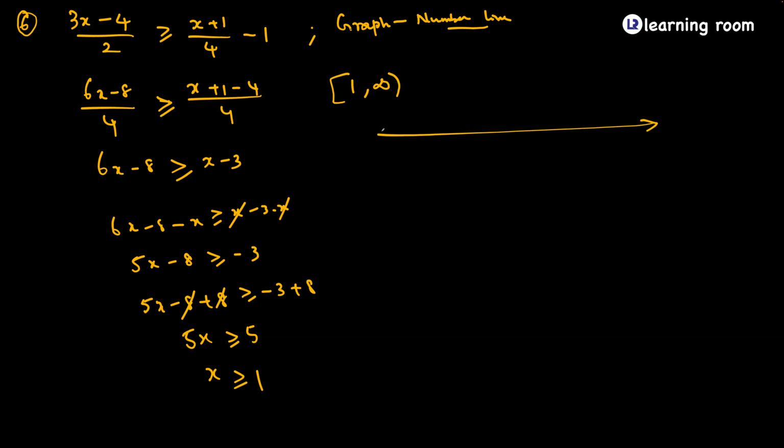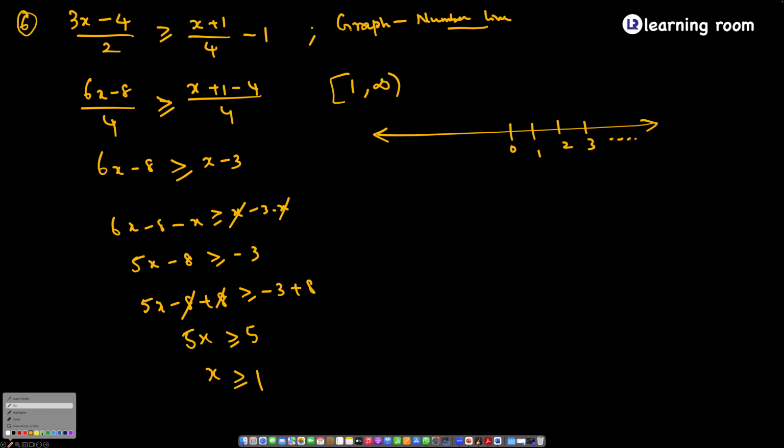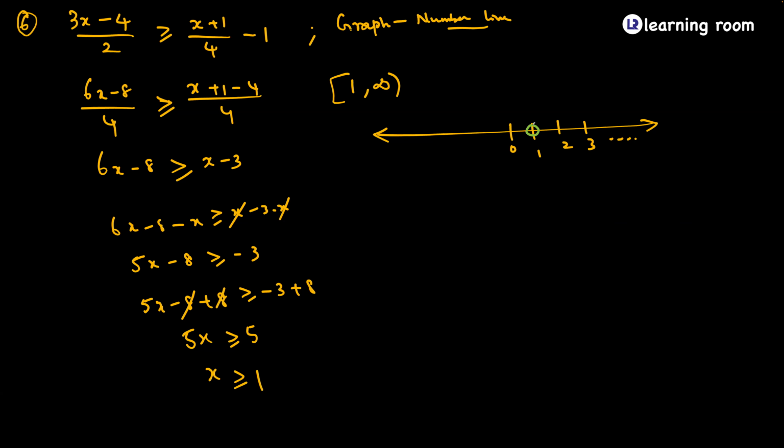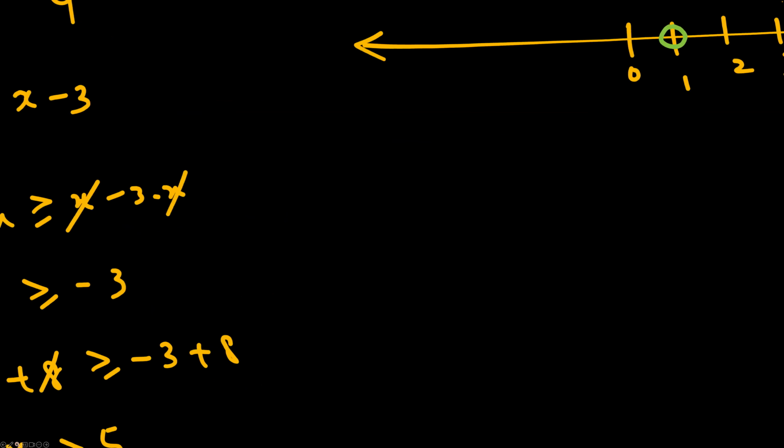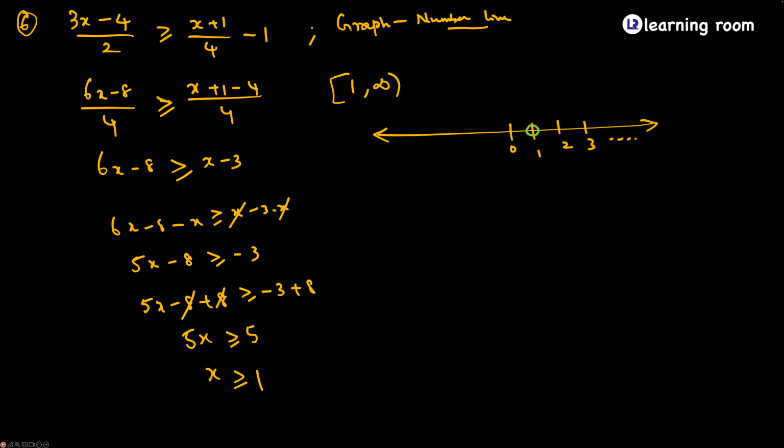So when you look at the same on a number line, how is it going to be? 0, 1, 2, 3, and so on. When you have this from 1, 1 is included. Since 1 is included, you will take a complete dot here, and from here onwards, you need to draw the line. Is the point clear? So this is how it works. So this is the meaning of 1 to infinity.